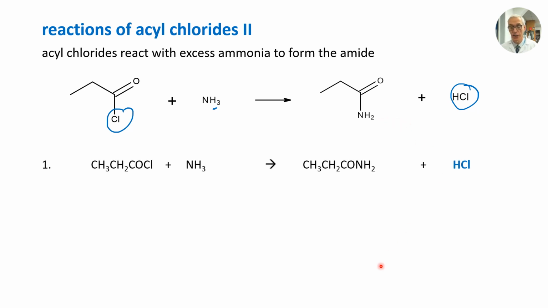Now, if we look at that as a chemical reaction, we will see that propanoyl chloride plus ammonia gives us our propanamide and hydrogen chloride. Now, the exam board wish you to realize that hydrochloric acid, HCl, is of course going to react with the excess ammonia. So we have excess ammonia. So a second equation then follows.